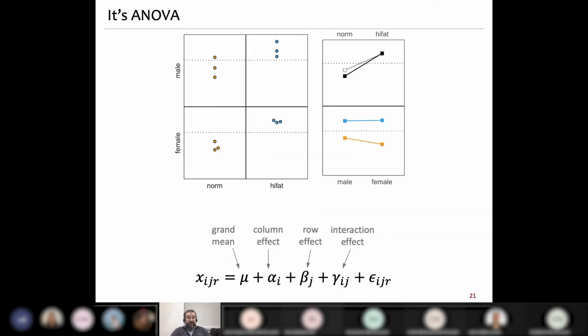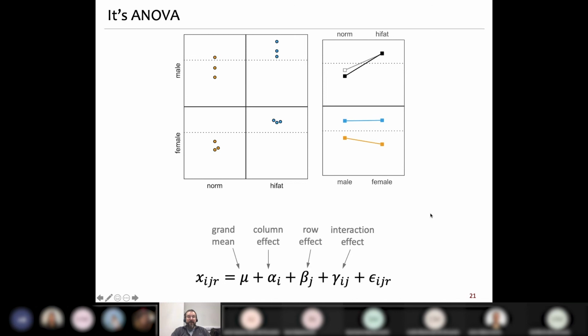This is an ANOVA. A linear model with just two groups corresponded to a t-test. A model with multiple groups corresponds to an ANOVA. And we can make a familiar plot, where columns correspond to the diet, normal and high fat, and the rows correspond to the sex, male or female. You have seen plots like this before.